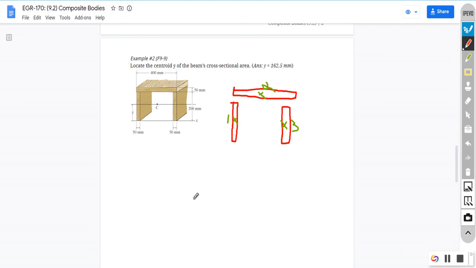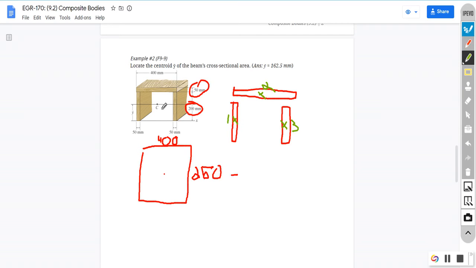Instead, what I'm going to do requires one less segment. We're going to take a box. This box will be 400 wide, and it'll be the total width, this 200 plus this 50, so it'll be 250 tall. We're going to find the centroid of that box, and then we are going to subtract this inner box here.